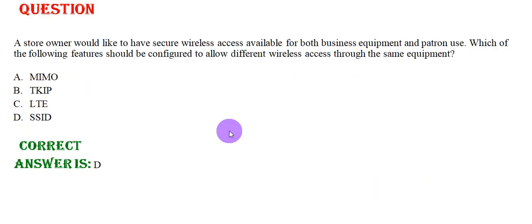A store owner would like to have secure wireless access available for both business equipment and patron use. Which of the following features should be configured to allow different wireless access through the same equipment? Option A, MIMO. Option B, TKIP. Option C, LTE. And option D, SSID. The correct answer is option D.